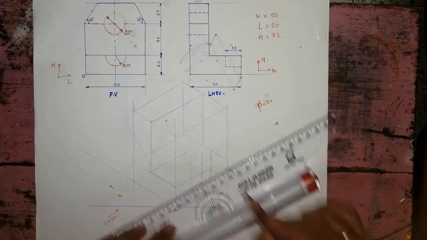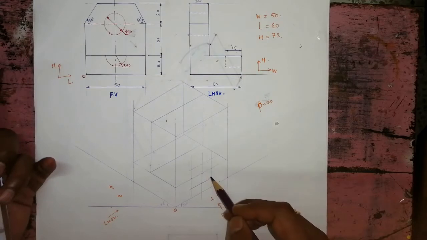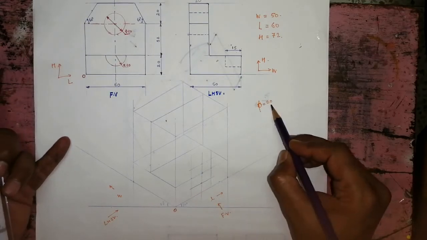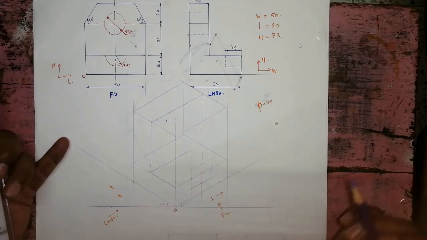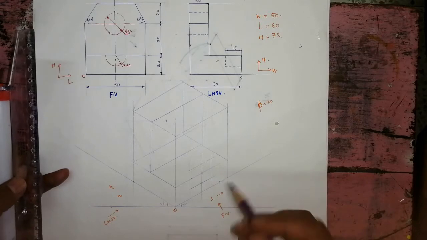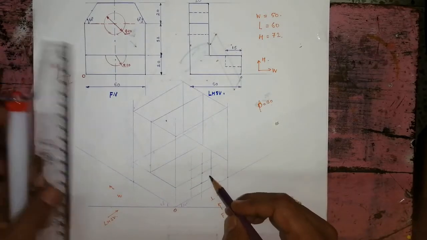Okay, so we have created this. This is our square, which appears as a rhombus on the isometric plane, for the diameter 20. So this is a 20 by 20 rhombus. Now, what is the first step to construct the semicircle using the 4 center method?